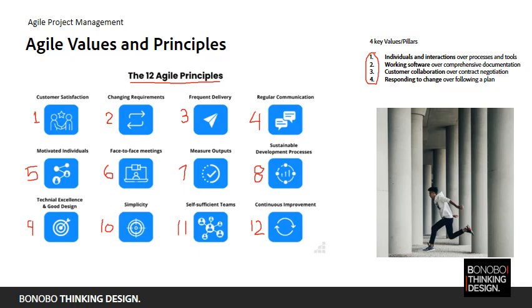And the fourth one is about regular communication, right? So communication and coordination between different stakeholders there. The business people and the developers must work together, because there's a greater collaboration and alignment required there. The fifth one is about motivated individuals, right?